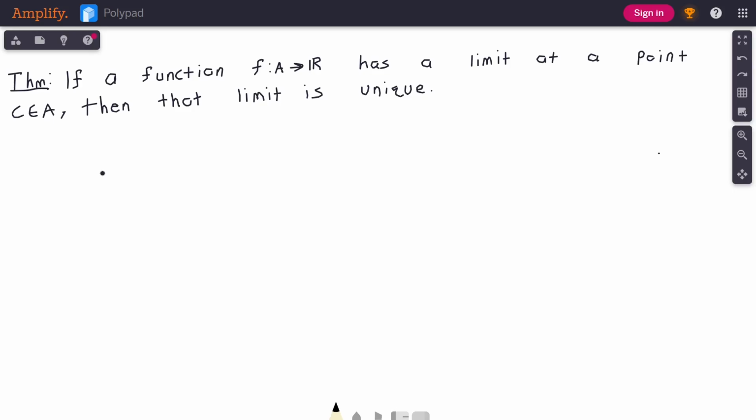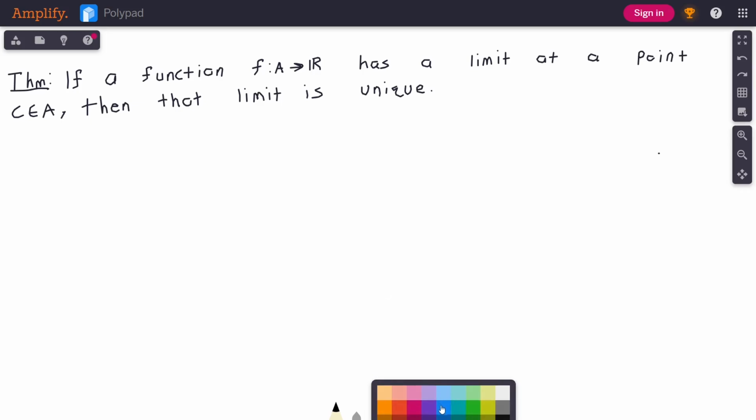So today we're going to be proving this theorem. This theorem says that if we have a function and this function has a limit at a point C, then that limit is unique. So it's saying we can't have the limit as x approaches 2 of f of x equals 3 and the limit as x approaches 2 of f of x equals 4. That can't happen. Alright, so how are we going to approach this?